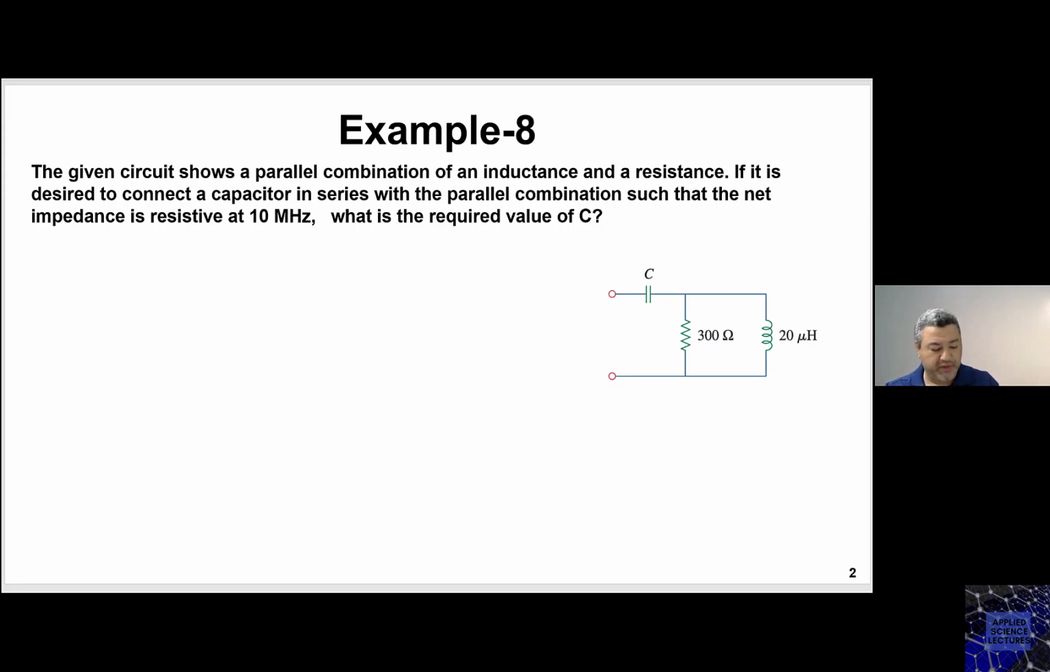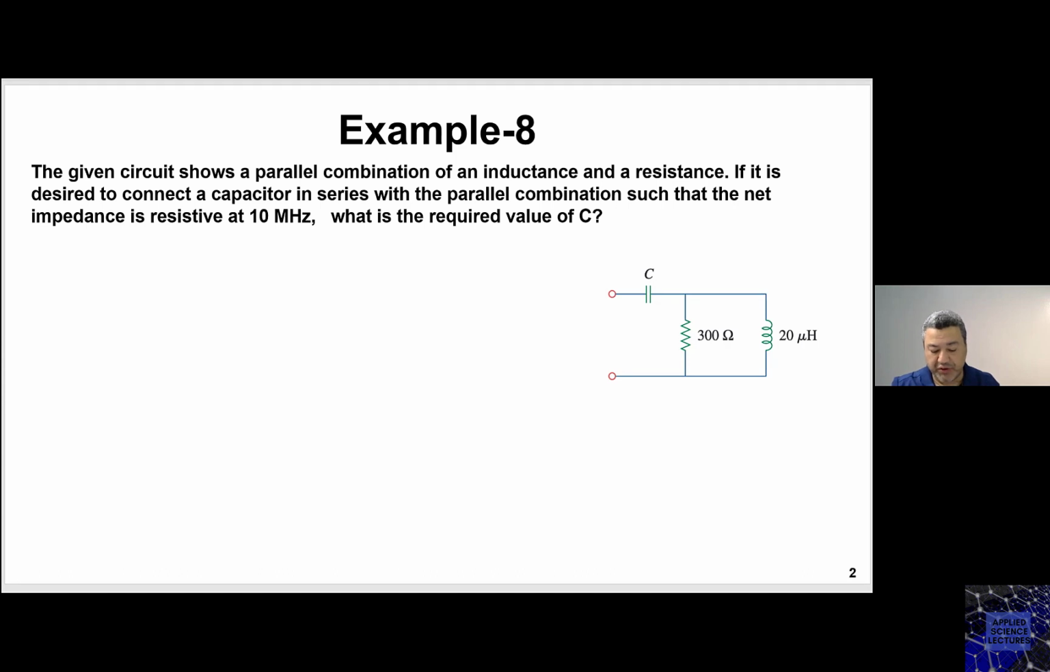Okay, so let's look at those two examples that we still have here. The example says the following. The given circuit shows a parallel combination of an inductance and a resistance. If it's desired to connect a capacitor in series with the parallel combination such that the net impedance is resistive at 10 megahertz, what is the required value of C?